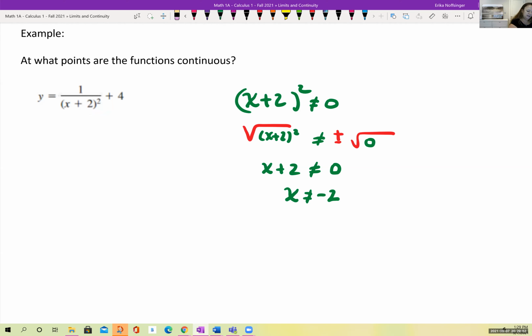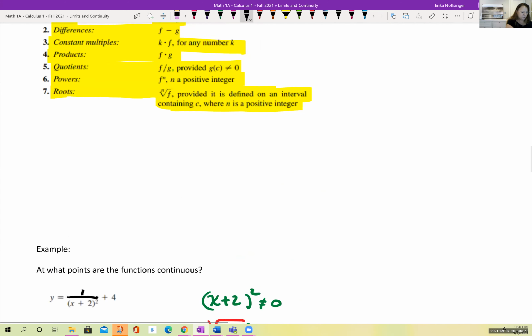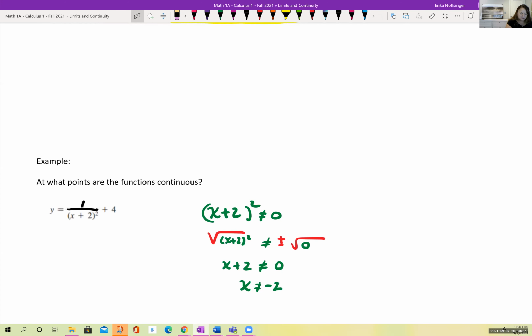So this is going to be continuous everywhere else, because I can break this down into different functions. It told me that if it's a quotient, which this is, it's continuous wherever the numerator and denominator are continuous. One is a constant, so it's continuous, and (x plus 2) quantity squared is continuous. The only problem is we can't have any value which sets it equal to 0, so x can't be negative 2.